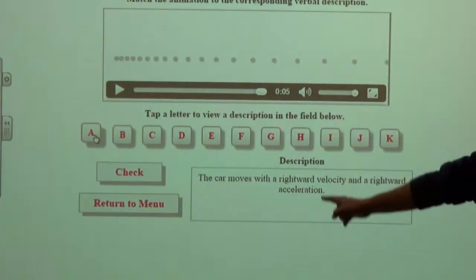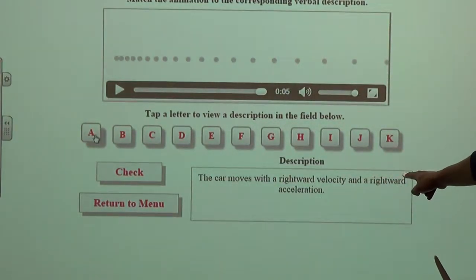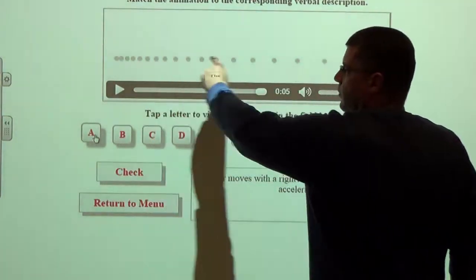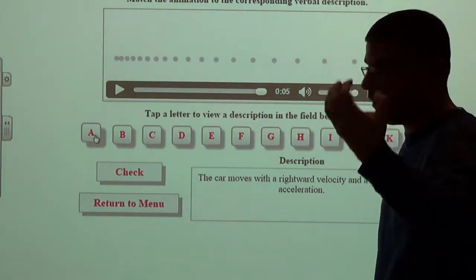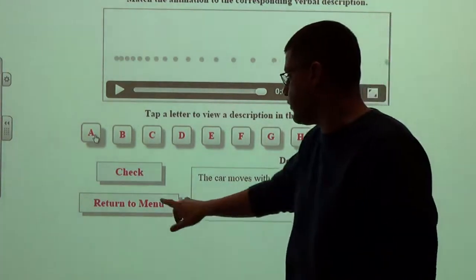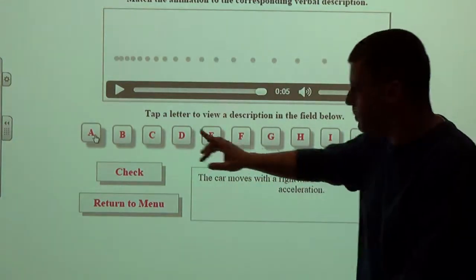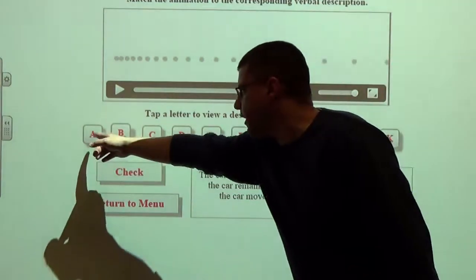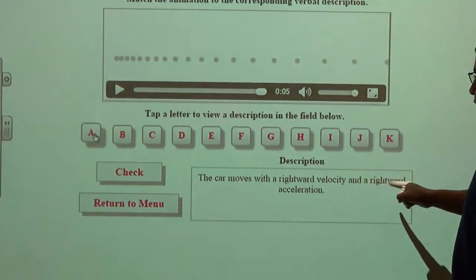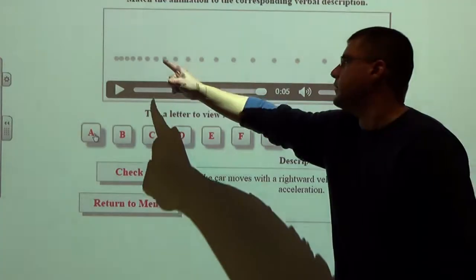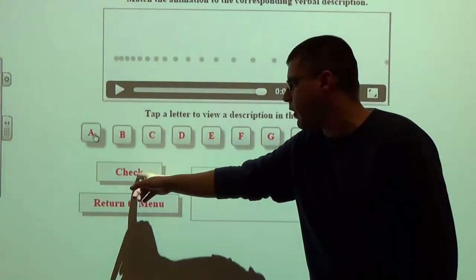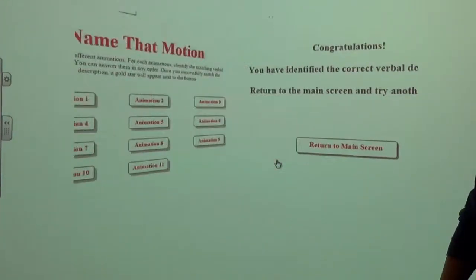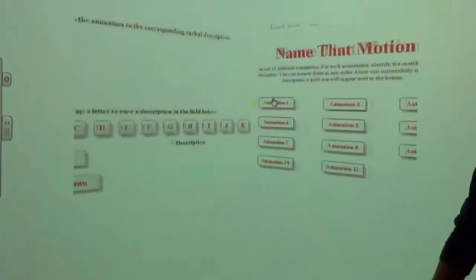Read this. Car moves with a rightward velocity and a rightward acceleration. So let's take a look. We're going right and we're speeding up. So keep in mind the direction of the acceleration vector. Do you think that's right? If you think that's right, you check it. Look at B. Read that. If you think B is right, you hit check. We'll go back to A. The car moves with a rightward velocity, rightward acceleration. It's speeding up in the right direction. Let's see if it's right. Check. You're correct. See how that works? It's pretty cool. Then you just go to animation 2.